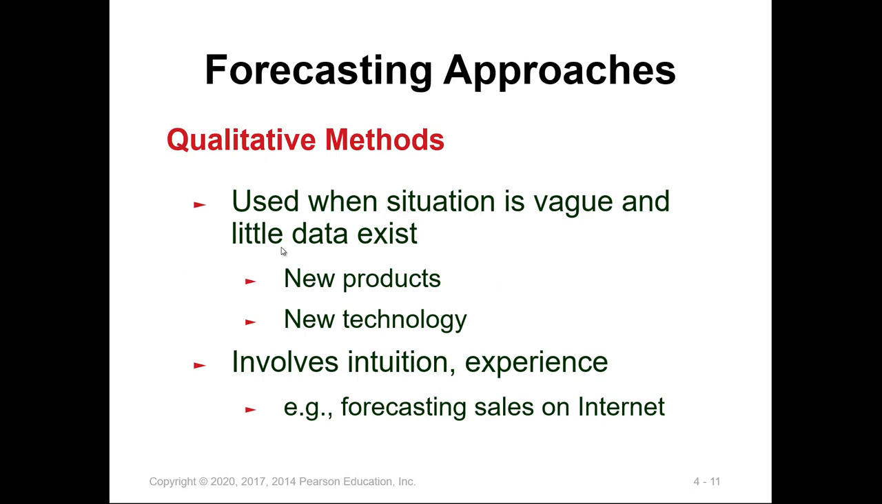Let's look at some of the forecasting approaches. We have the qualitative methods, which are used when a situation is vague and little data exists, such as a new product or new technology. It involves intuition and experience, for example, forecasting sales on the internet.